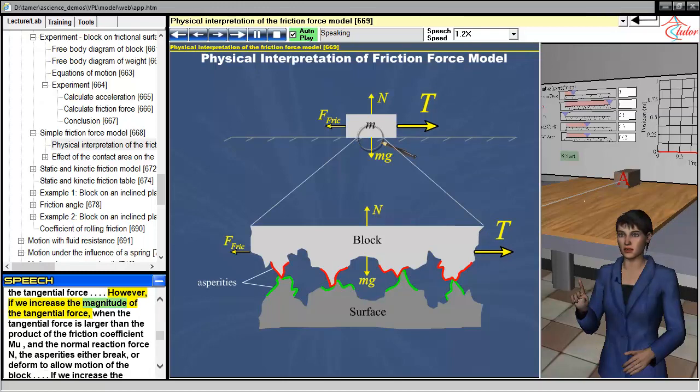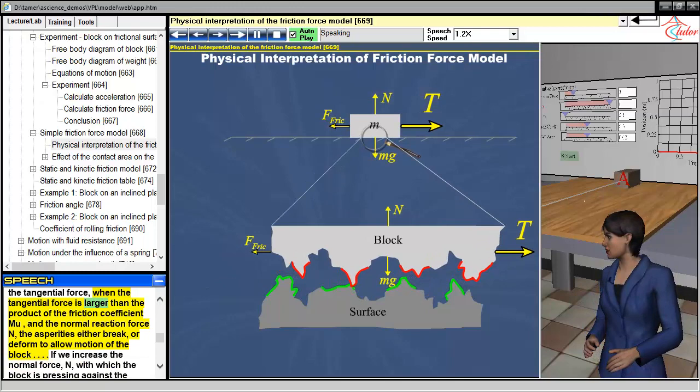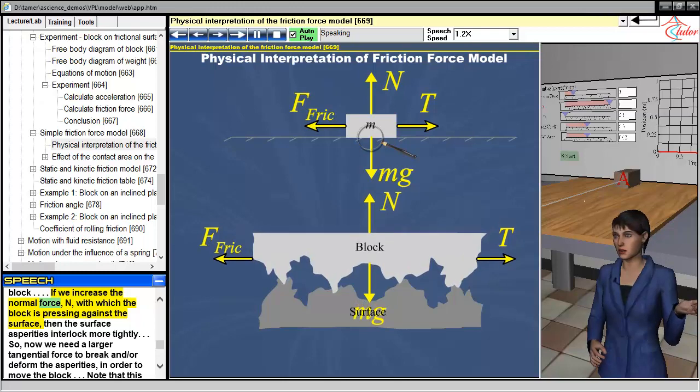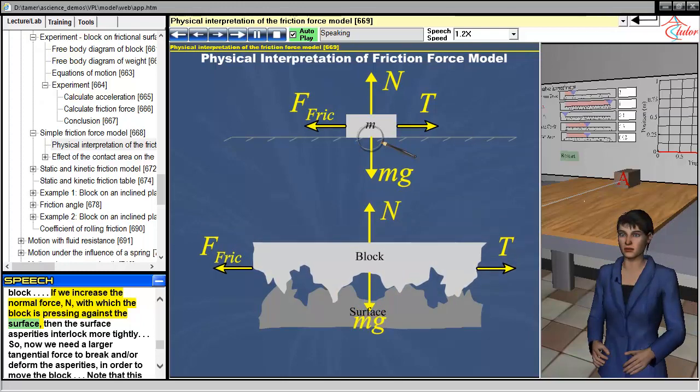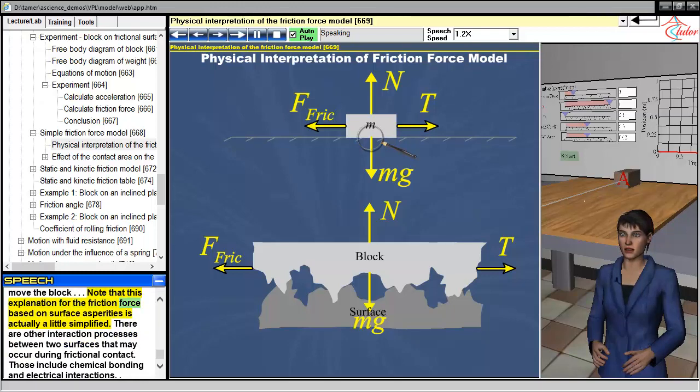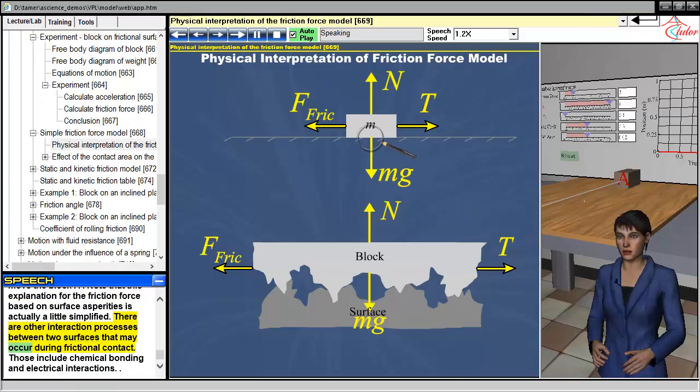However, if we increase the magnitude of the tangential force, when the tangential force is larger than the product of the friction coefficient mu, and the normal reaction force N, the asperities either break, or deform to allow motion of the block. If we increase the normal force, N, with which the block is pressing against the surface, then the surface asperities interlock more tightly. So, now we need a larger tangential force to break or deform the asperities, in order to move the block. Note that this explanation for the friction force based on surface asperities is actually a little simplified. There are other interaction processes between two surfaces that may occur during frictional contact. Those include chemical bonding and electrical interactions.